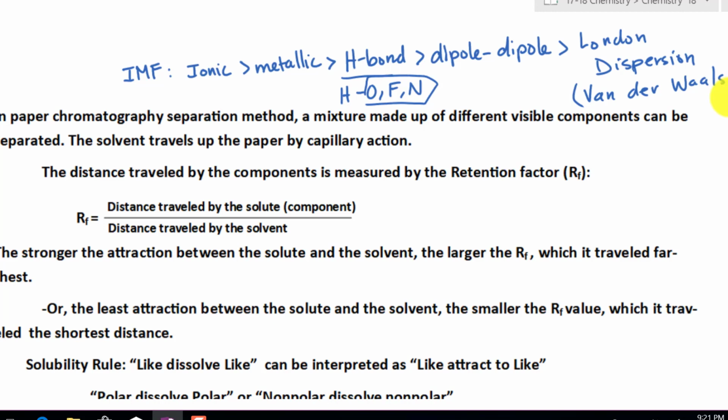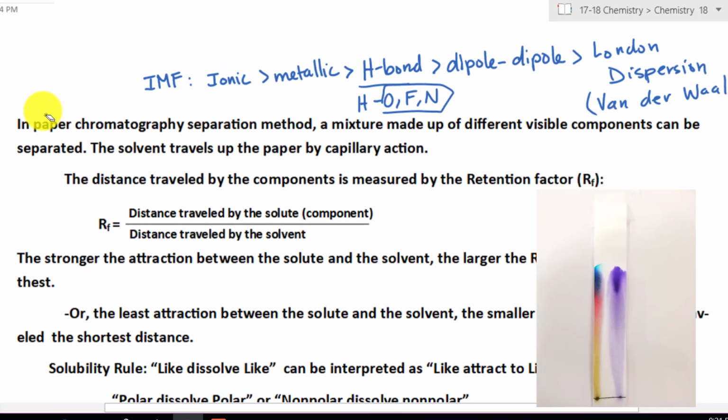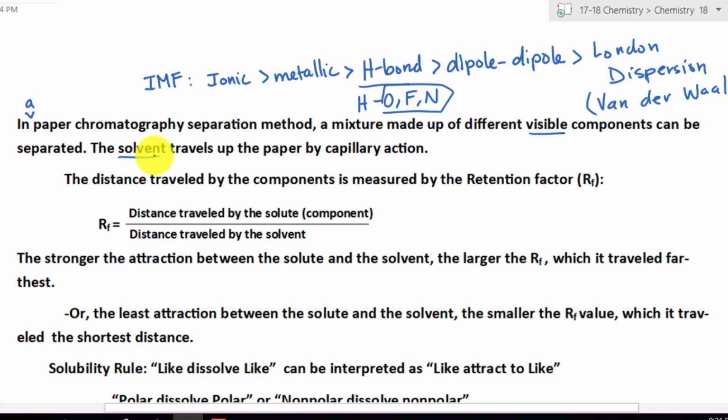Now, we did a lab called the Chromatography lab. Today, we are looking at how we analyze the data from the chromatography lab. In paper chromatography separation methods, a mixture like black ink is made up of different visible components. We know black inks are made of multiple colors, and these visible components can be separated. The way it works is that we treat this mixture with a solvent, and that solvent will be absorbed by or travel up the paper by capillary action.